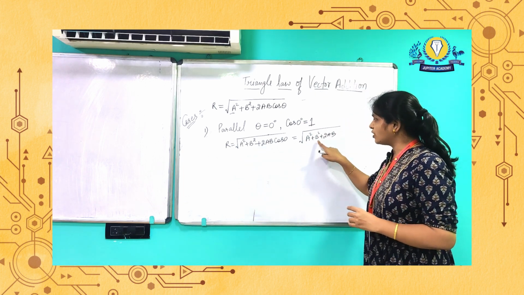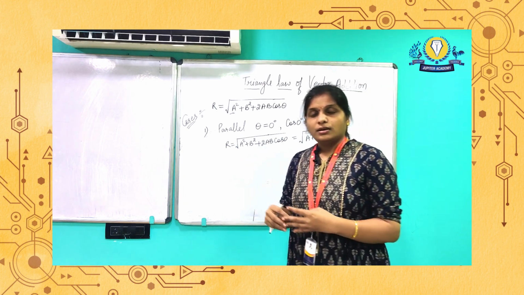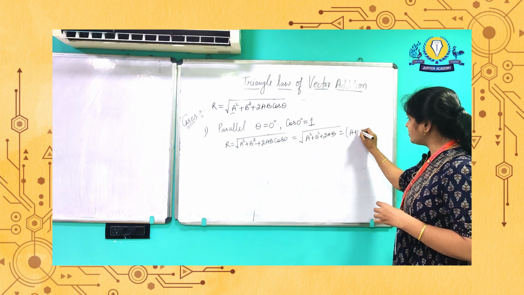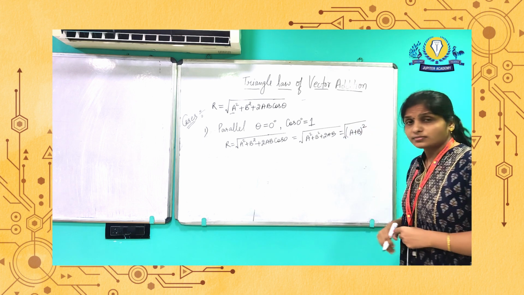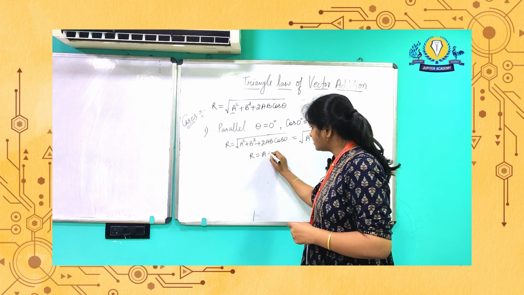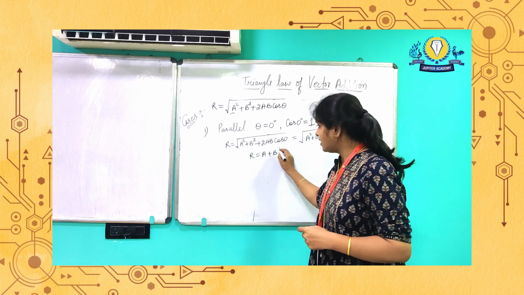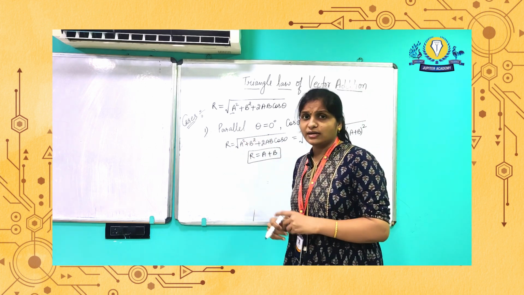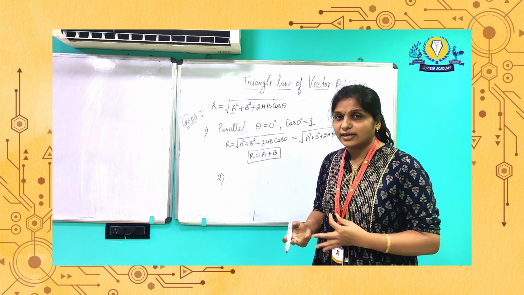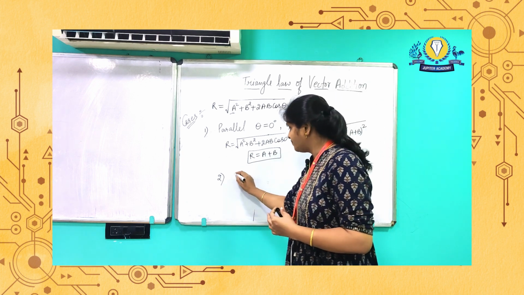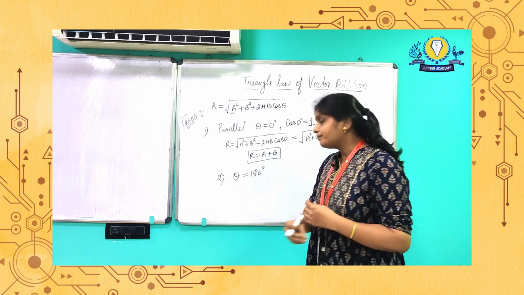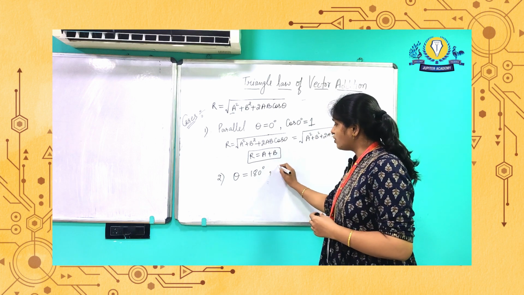Can you see what this is? A square plus b square plus 2ab. It is the (a plus b) whole square. So it is the under root of (a plus b) whole square. Now the under root will cancel this square and the resultant of two vectors which are parallel will be a plus b. Fine, we started our class with this only. So this is the proof. Second case, when two vectors are anti-parallel or they are acting in opposite direction. In short, I can say when two vectors are acting at 180 degrees. Fine.